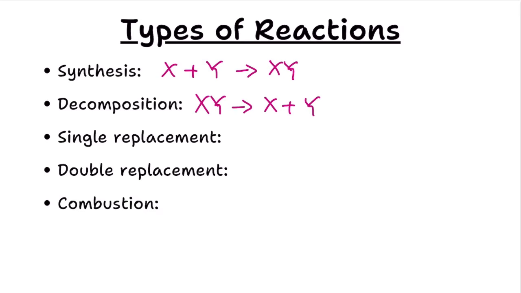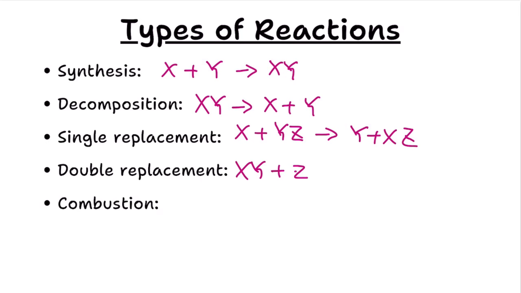And single replacement occurs when a pure element reacts with another compound, and then it replaces one of the elements in the compound. So X reacting with YZ becomes Y and XZ. Double replacement occurs when 2 compounds react with each other and then they switch one of their components. So XY reacts with ZW, and then let's say X and Z switch positions, so now it becomes ZY and XW.